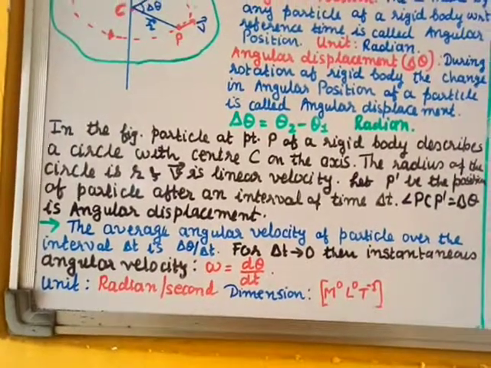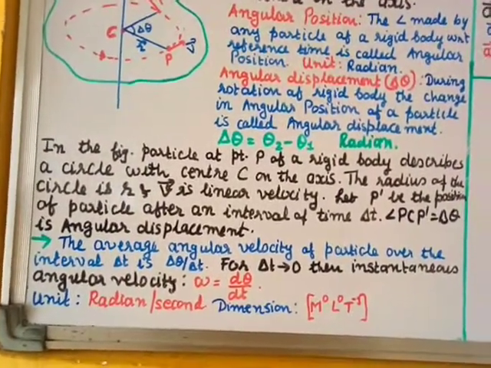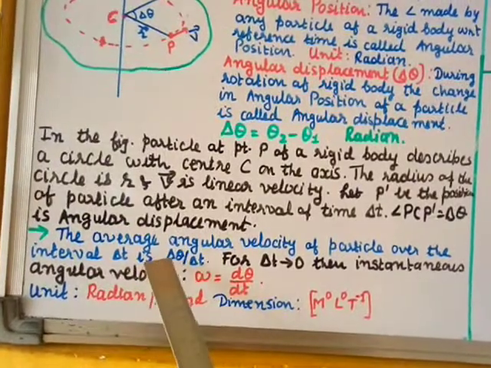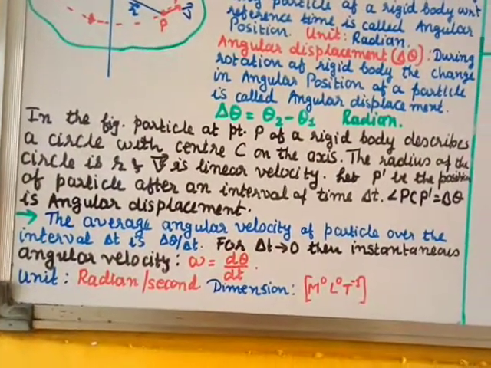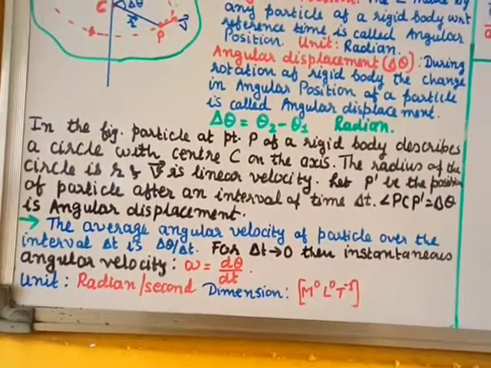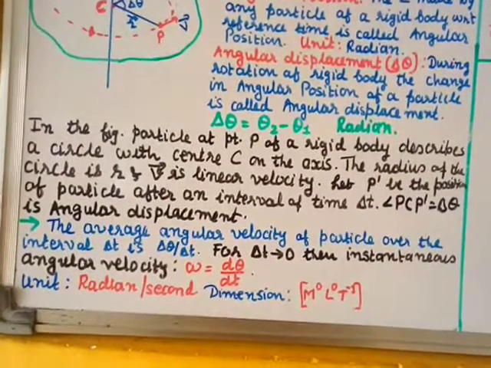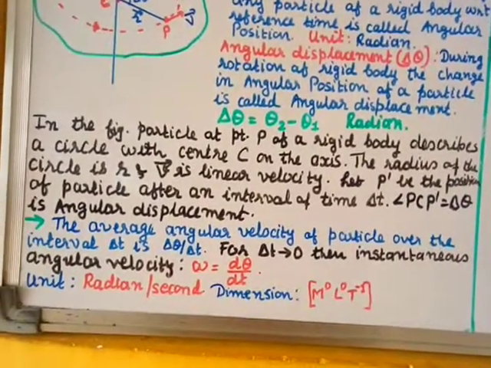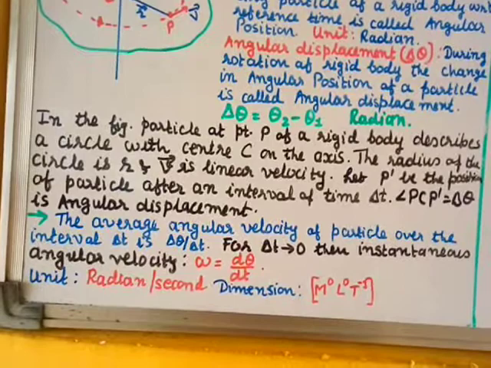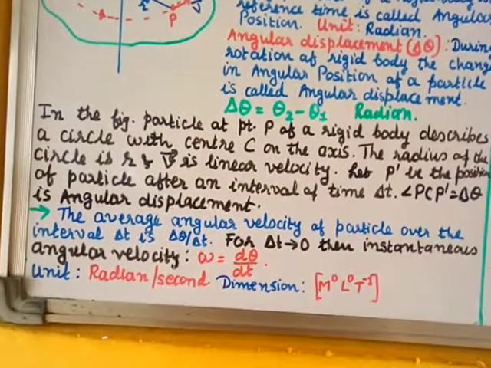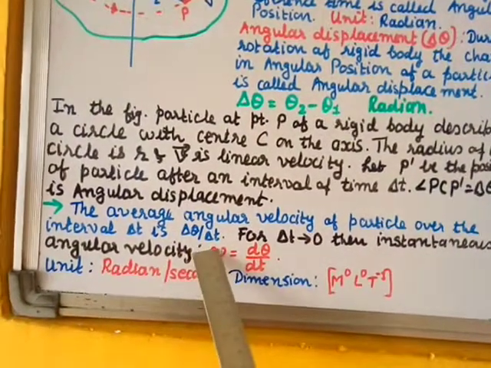So that is the definition of average angular velocity. For that you require delta theta, that is angular displacement. Angular displacement is the change in position with respect to time, and that rate of change with time will give you the velocity, angular velocity: delta theta by delta t.